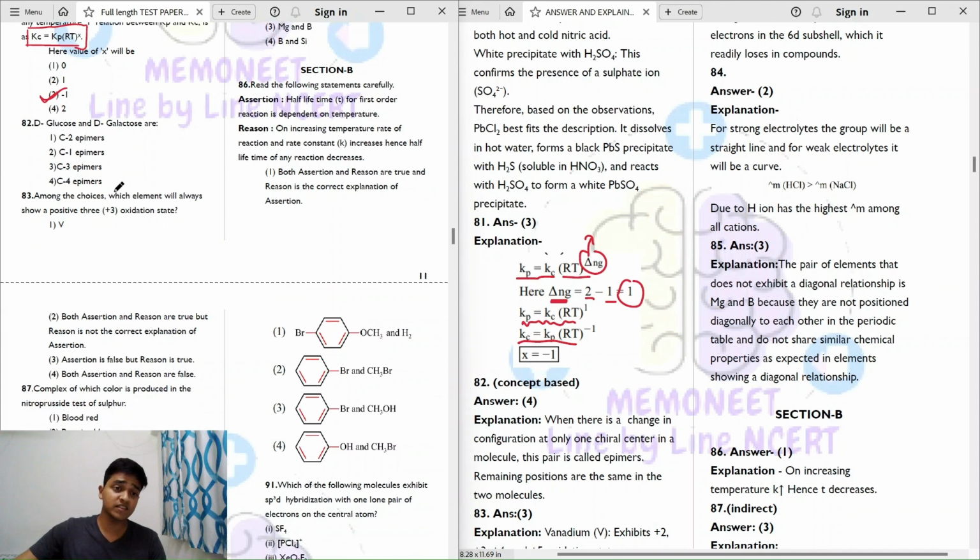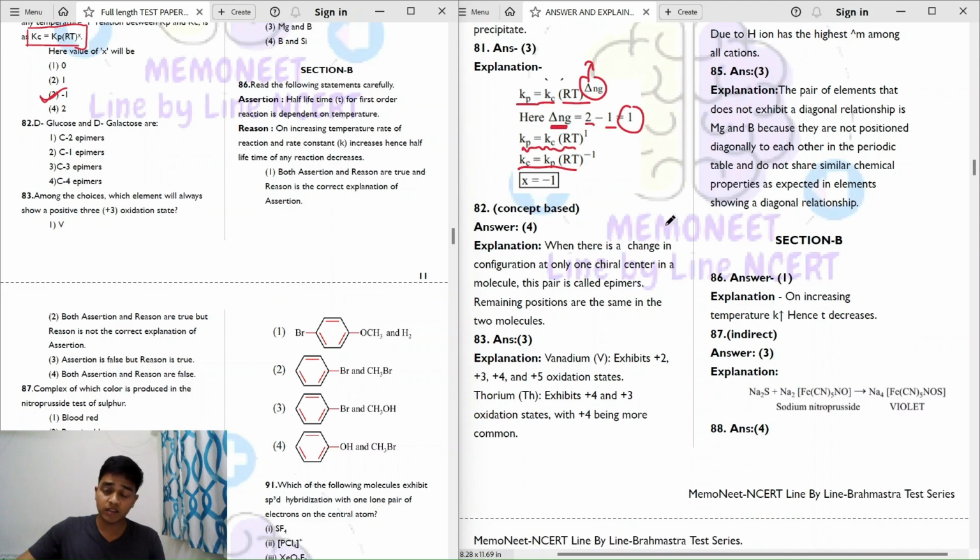Moving on to the next question, the question says D-glucose and D-galactose are, okay, so we're talking about epimers. So what are epimers? As we know, in glucose we have 6 different carbon atoms. An epimer is a compound where the configuration is changed only at one chiral center. The configuration is the same at all other centers, but at one chiral center the configuration is reversed, and in that case an epimer is formed. So D-glucose and D-galactose are C4 epimers, which means that at the fourth carbon atom there is an inversion in the configuration only at that specific carbon atom.